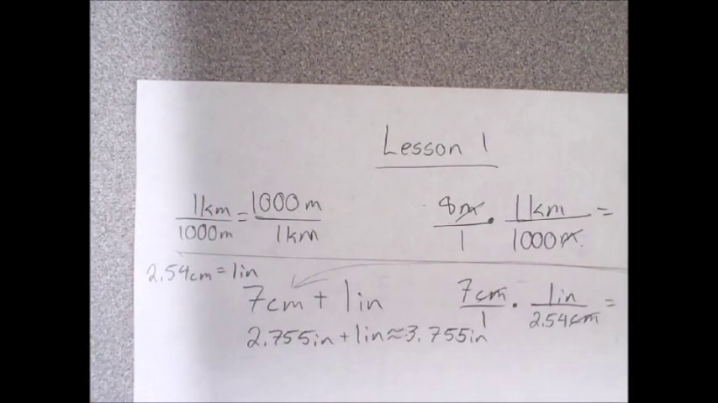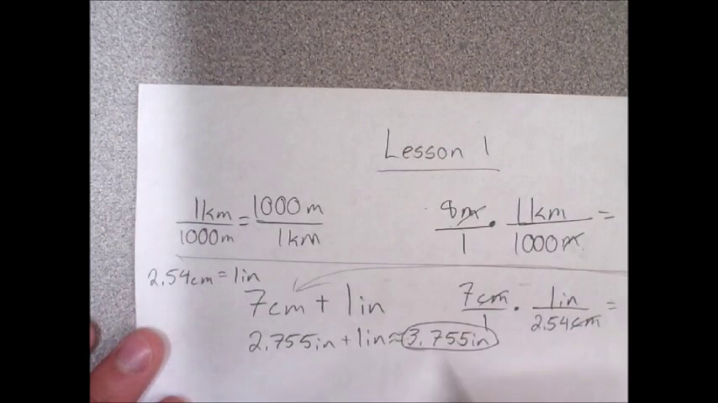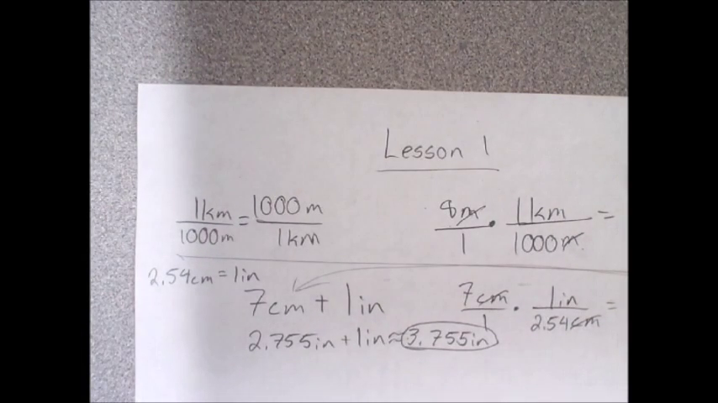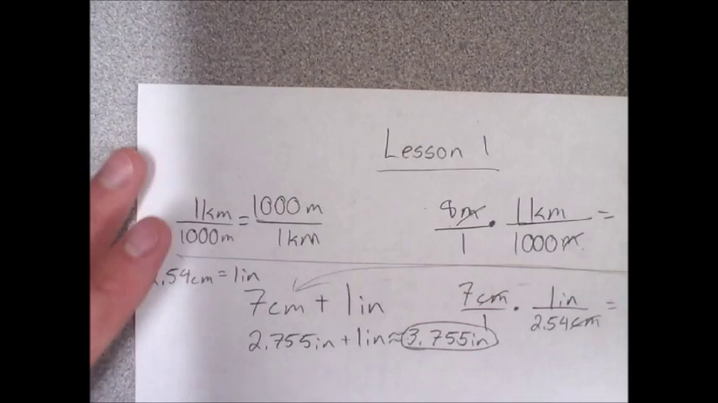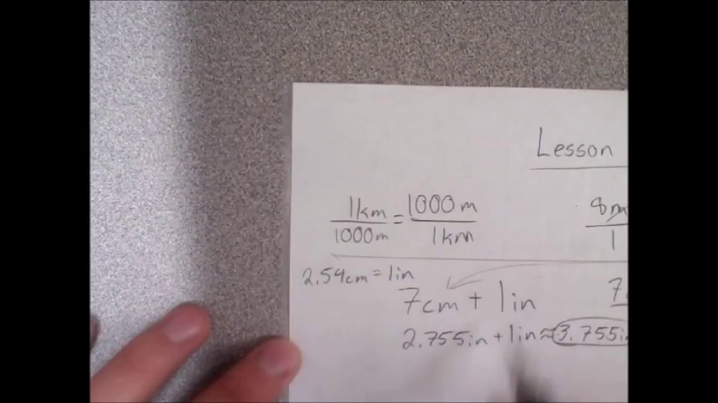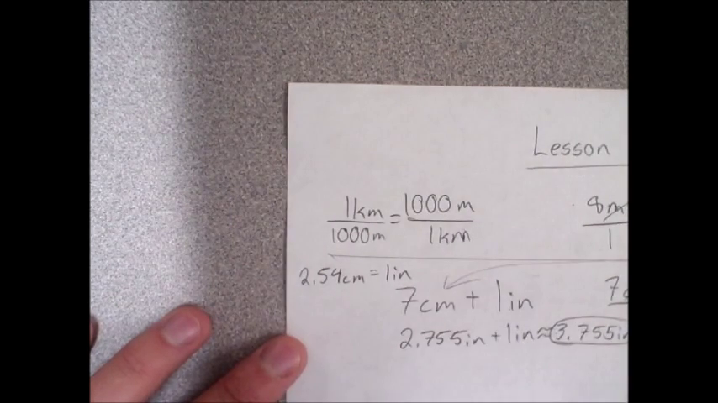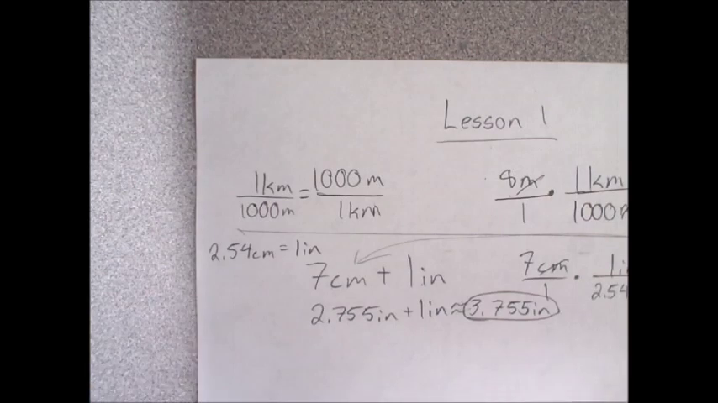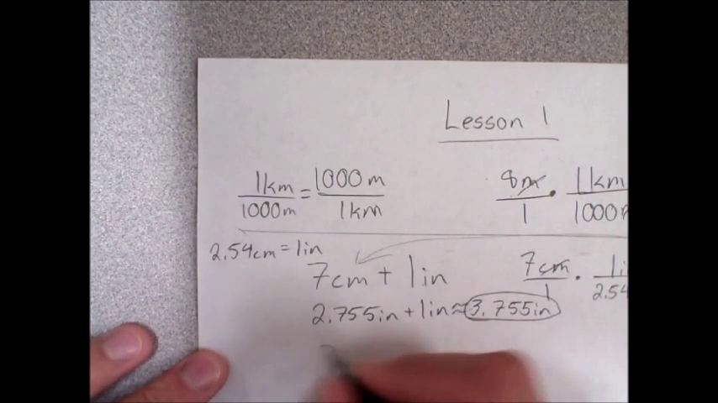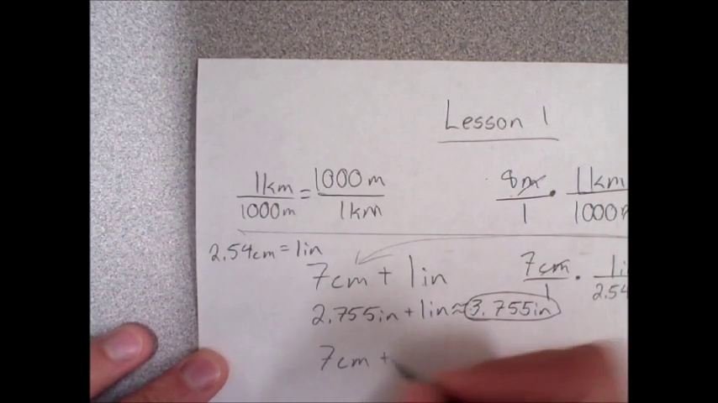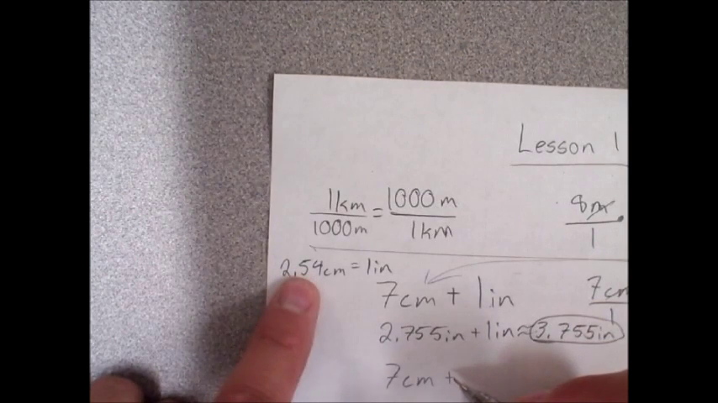Okay, so 3.755 inches. Now if we wanted to go the other way with this, I'm going to have to use my unit conversion again, but I'm going to have to flip it the other way. Well, now I already know what 1 inch is, right? 1 inch is 2.54 centimeters. Simple. I can just plug her in and go with that. So I have 7 centimeters. I'm going to add it to my 1 inch, which is really 2.54.